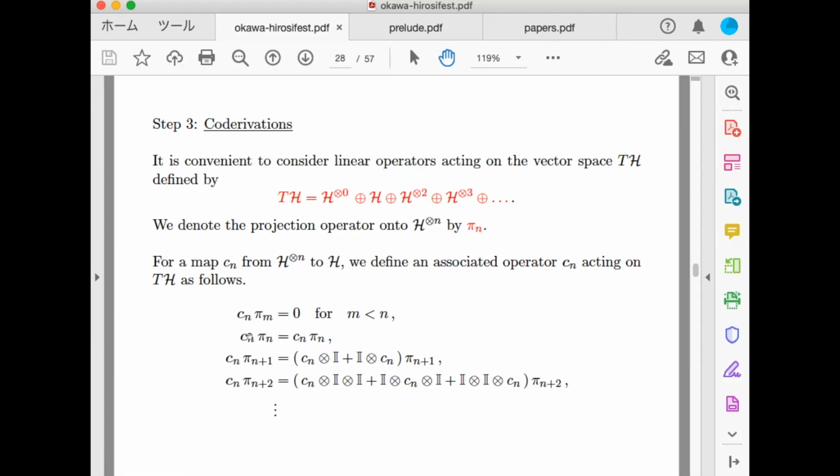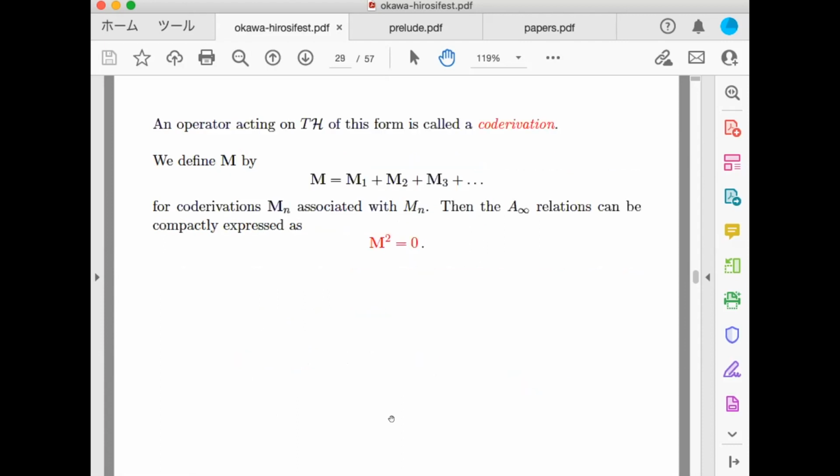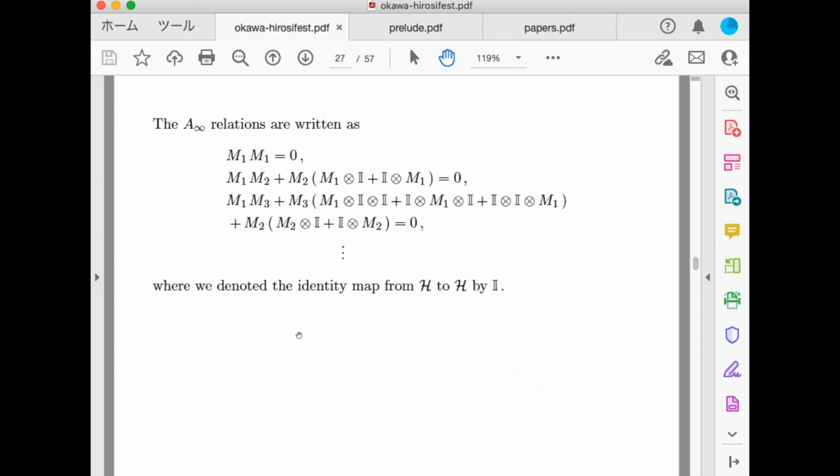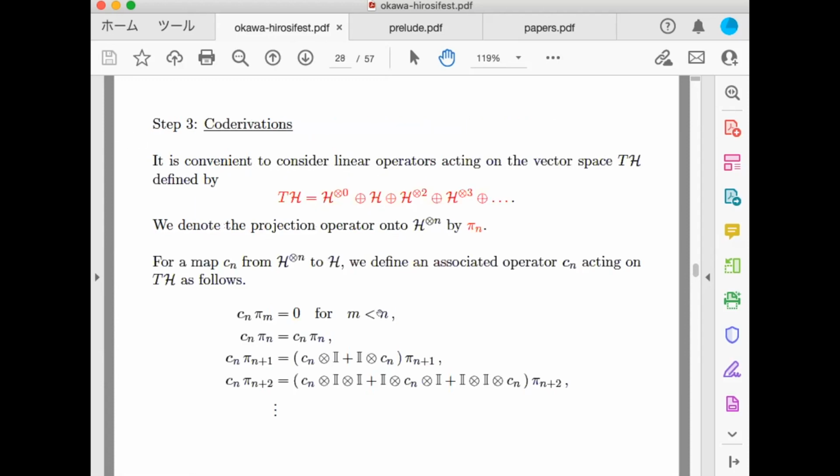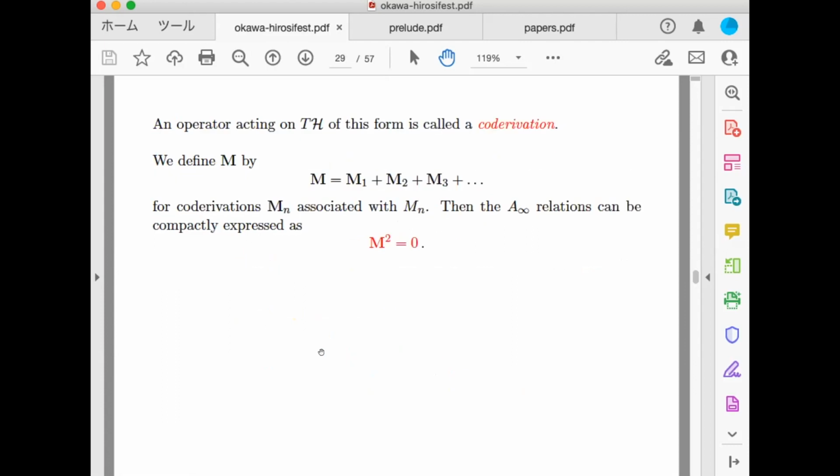So anyway, from Cn we can define an operator acting on TH. This kind of generation, I will not explain in detail. But if you remember this structure, which you already saw in the previous simplification, this relation can now be written compactly as just m squared equals 0 by introducing this operator on TH. And this operator is called a coderivation.